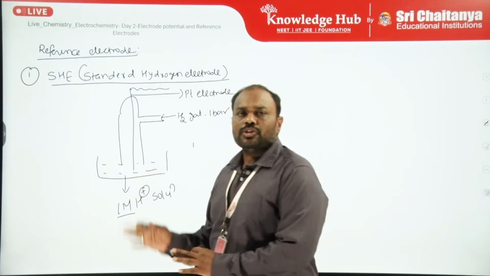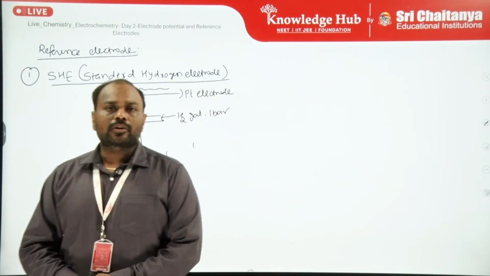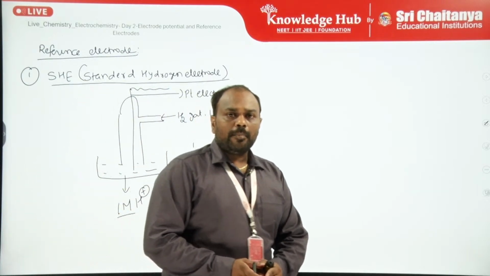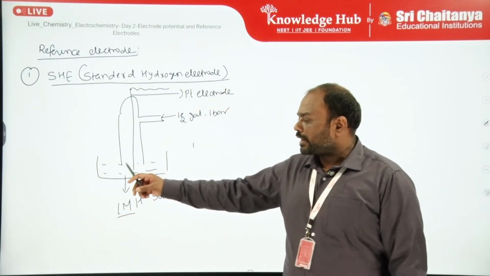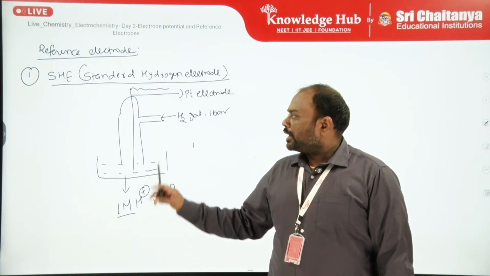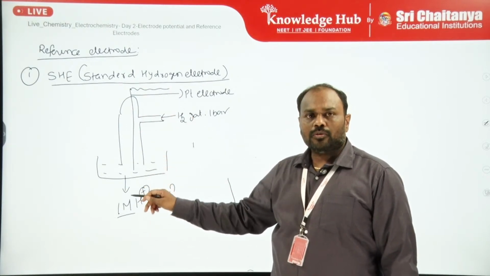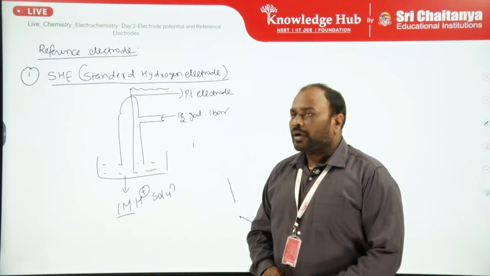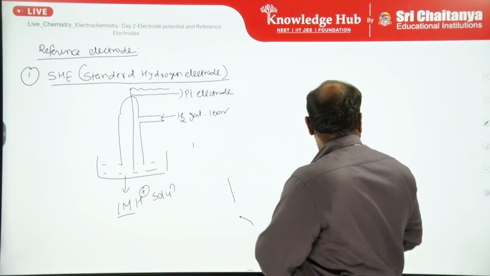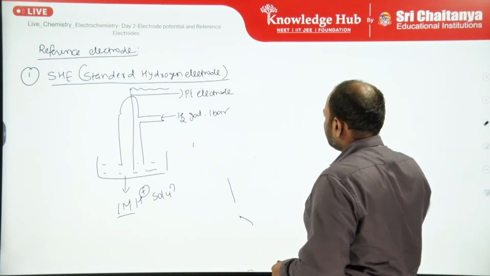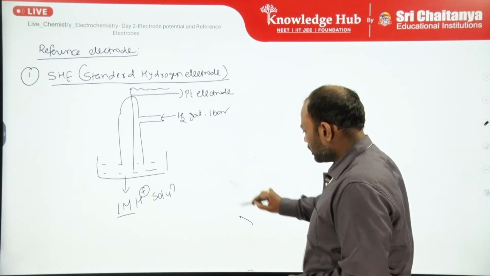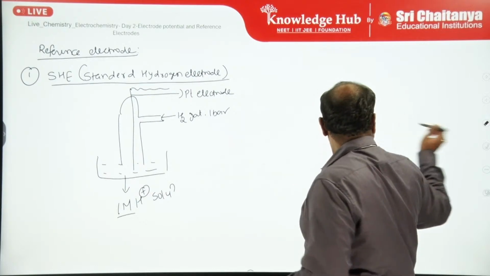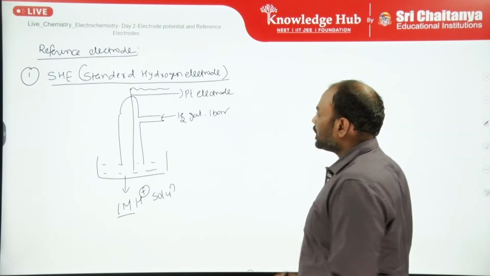Then this is the construction of the SHE, the standard hydrogen electrode. So in this one, what happened? A 1 molar protic solution is taken in an electrolytic cell. In this one, we use one platinum electrode which is covered with a diaphragm. This is the way of passing hydrogen gas into the cell. So now see how it works.